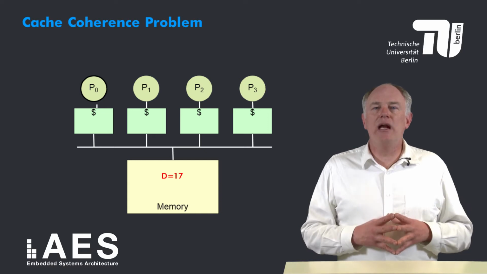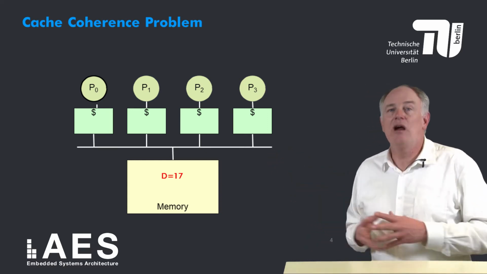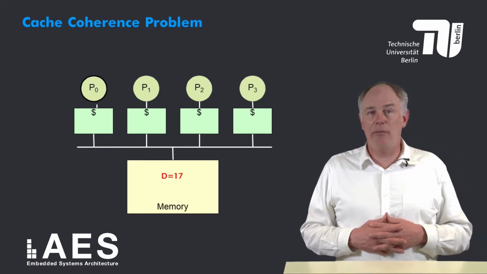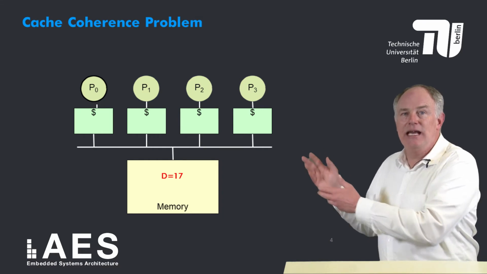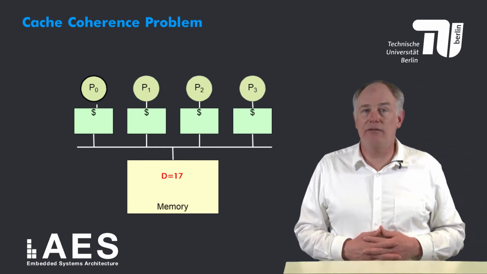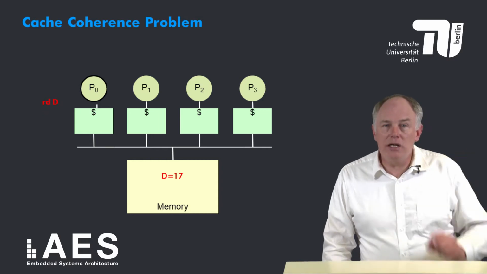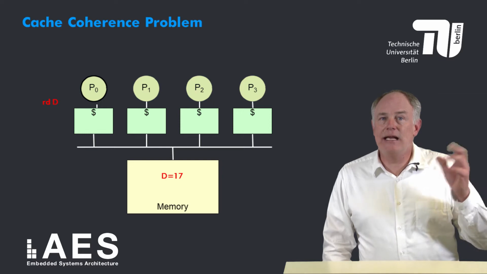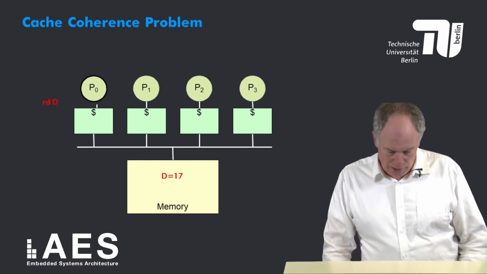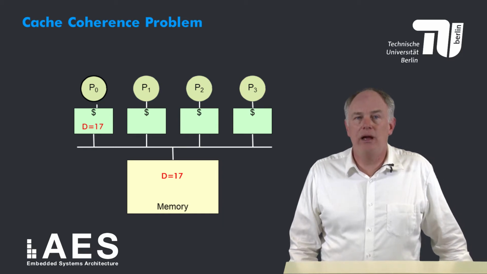Let me now illustrate the cache coherence problem. Here we have an SMP with 4 processors and their private caches. And in memory there is a data item D that has the value 70. Now processor P0 reads the value of D. Since D is not in its cache, it will incur a cache miss and fetch D from memory.